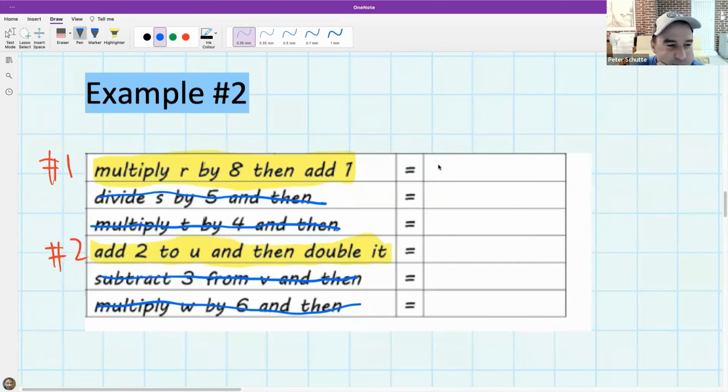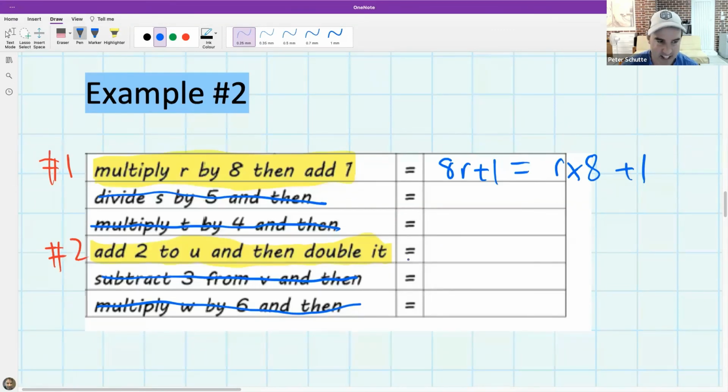Okay. So the first one, multiply R by 8 and then add 1. Most of you are getting 8R plus 1, which is perfectly correct. Or you could have written it as R times 8 plus 1. Perfect. However, the second one is a little bit sneakier, guys.